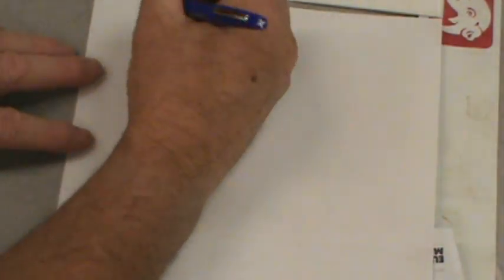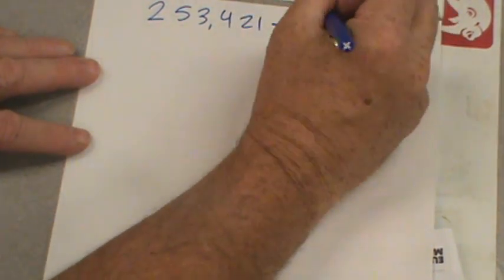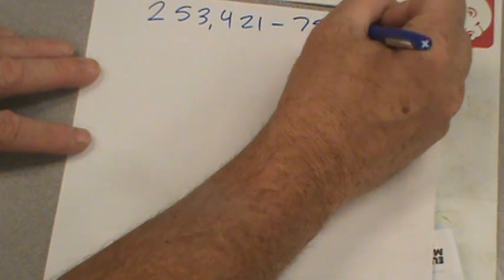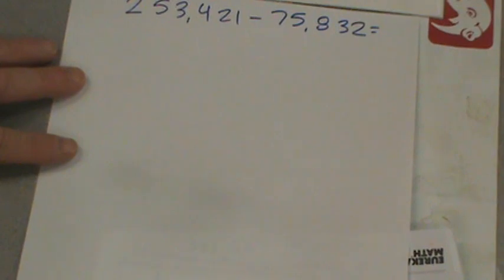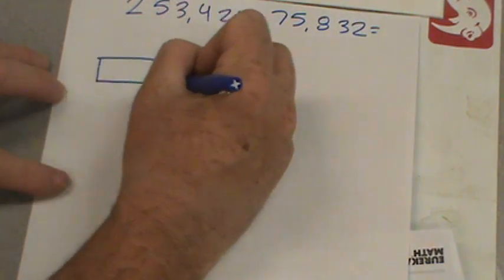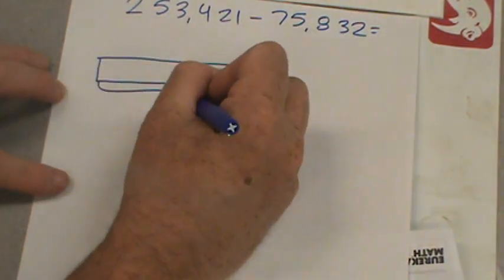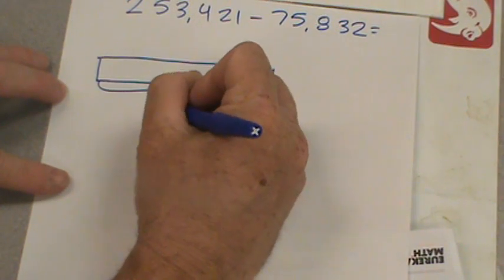All right, we're going to continue on with subtraction. But this will be multiple times that we're decomposing. So let's go ahead and write this out up top, just like we did yesterday. 253,421 subtract 75,832. And now we will create our tape diagram. And this is, oops, I did it on the bottom. That's okay. Do a reverse tape diagram.